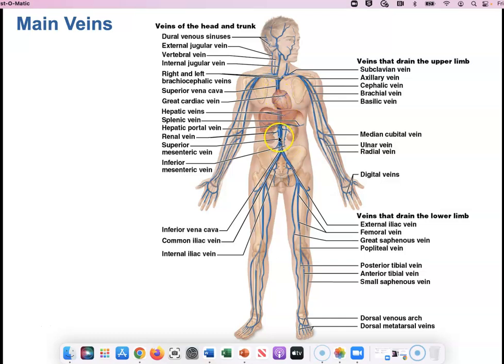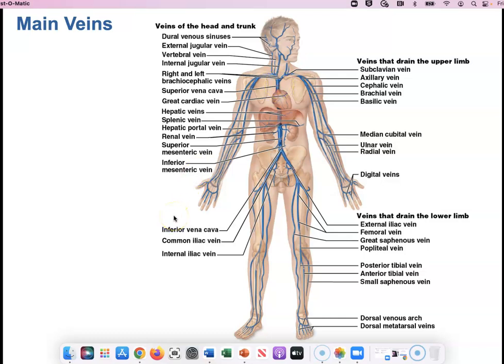Then the inferior vena cava, you can see, brings the blood from below the diaphragm. That includes the blood from the legs, and then the pelvic region, the abdomen, and then up into the heart. And then the veins that are in our arms also return back, get into that subclavian, and then join into that brachiocephalic region.